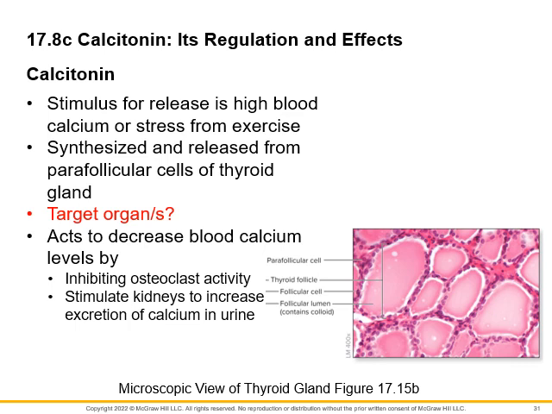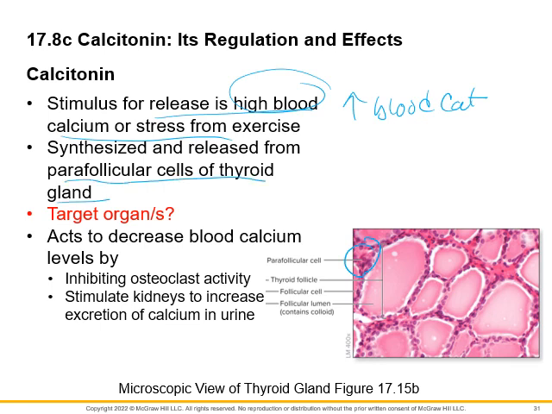So our very last slide here, we have calcitonin. Calcitonin is released from these parafollicular cells, right? So the stimulus for release is high blood calcium. If your blood calcium levels are high, it's going to trigger the parafollicular cells of the thyroid to release calcitonin. It's going to target bones and kidneys. It's going to tell your kidneys to excrete calcium, and it's going to tell your bones to stop breaking down bone and releasing more calcium into the blood. We've had enough. Don't dump any more in here. We're trying to get rid of the excess that we have.